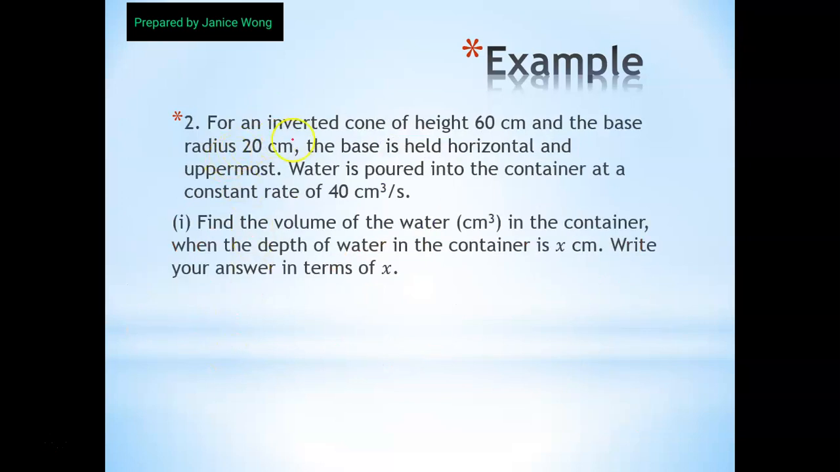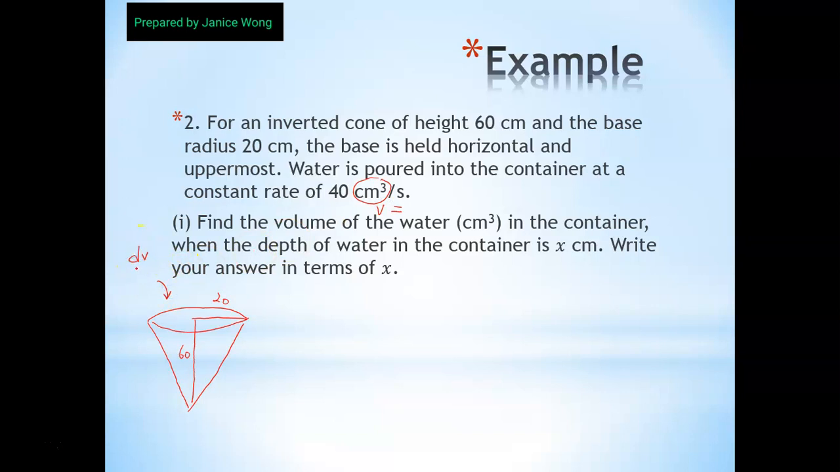Number 2. For an inverted cone of height 60 cm and base radius 20 cm, the base is held horizontal and uppermost. So it is an inverted cone where the base is uppermost. See, the base is on top. The radius is 20 cm. The height is 60 cm. Water is poured into the container at a constant rate of 40 cm cubed per second. Cm cubed indicates volume. So pour the water in.